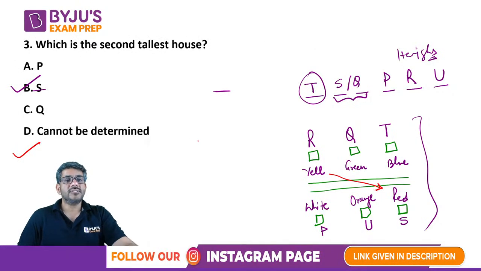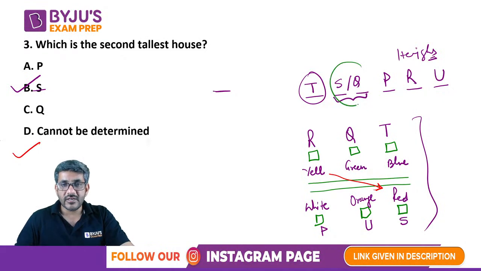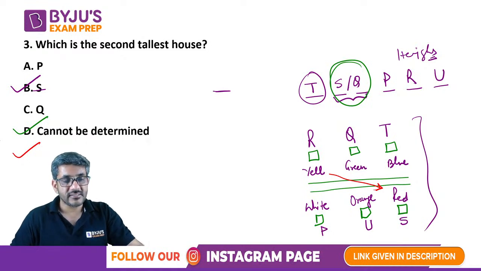Next, which is the second tallest house? तो second tallest house इनमें से कौन सा है? The second tallest can be S or Q. So therefore the answer is cannot be determined. So these are the 3 answers for this particular question.